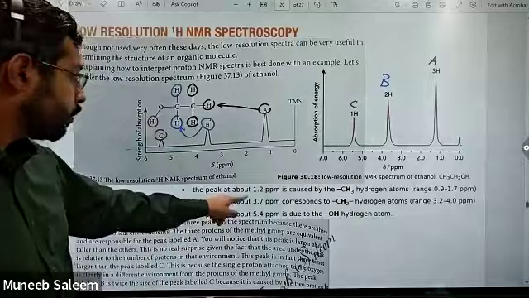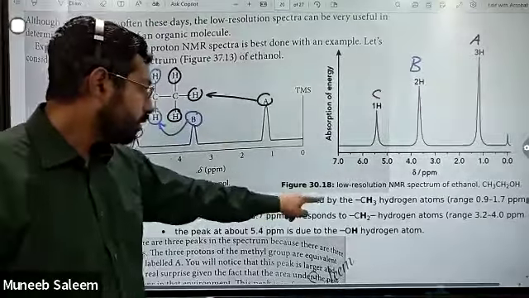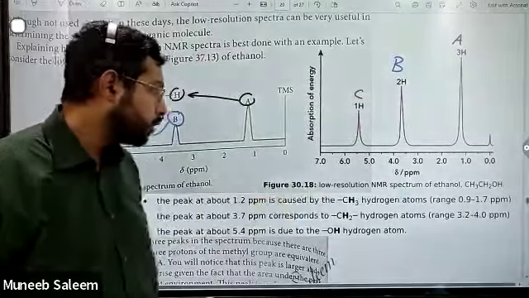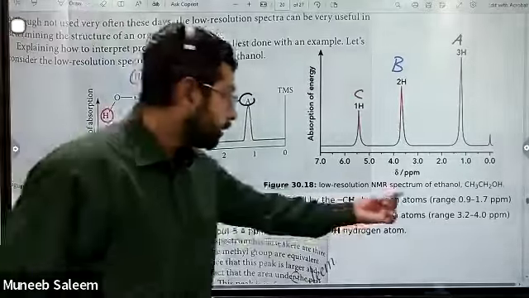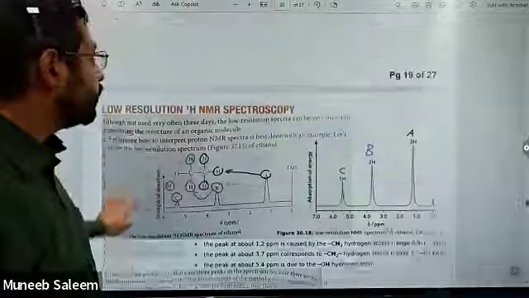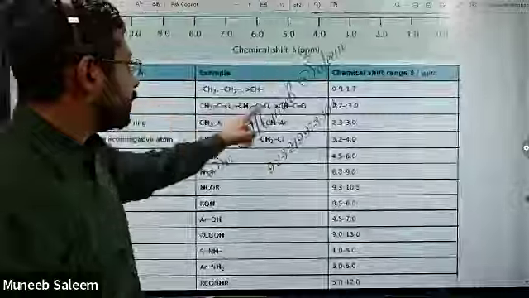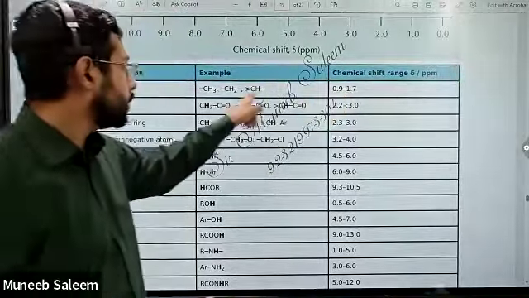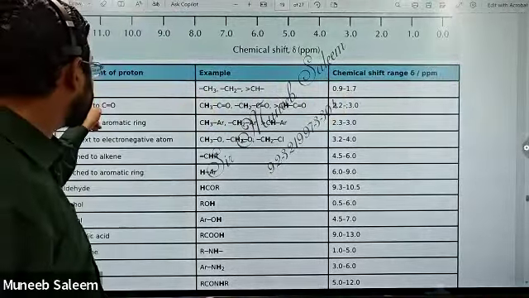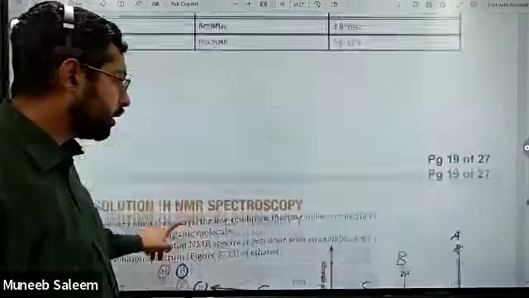So the peak at about 1.2 ppm over here, 1.22 ppm, is caused by the hydrogens of the methyl group, and the range is 0.9 to 1.7 ppm. So I can show this from the table. So 0.9 to 1.7 ppm belongs to the hydrogen of the alkane, or you can say alkyl. Both mean the same thing.